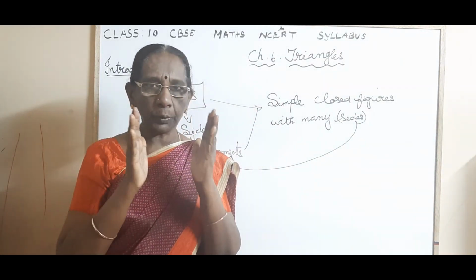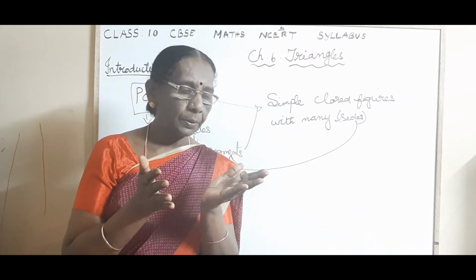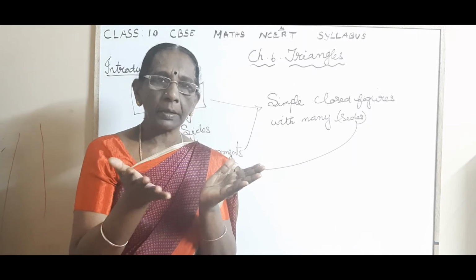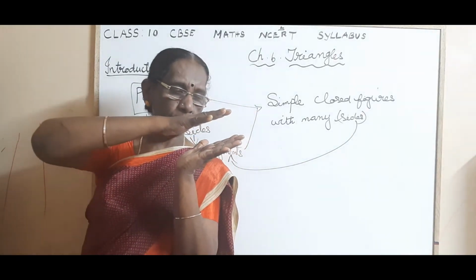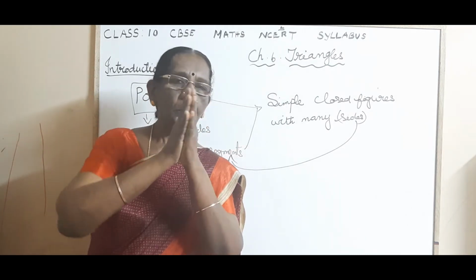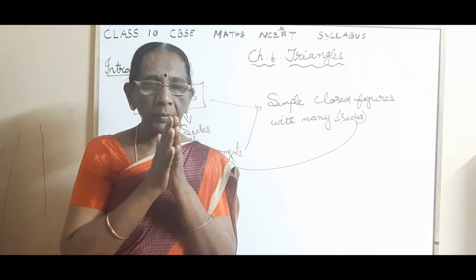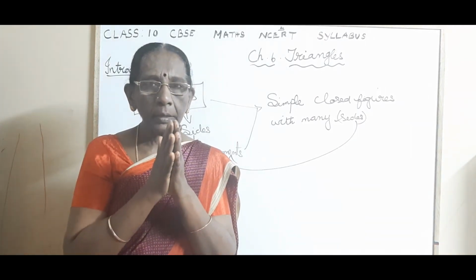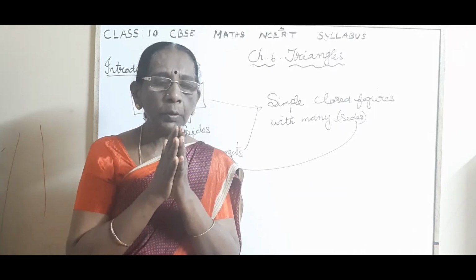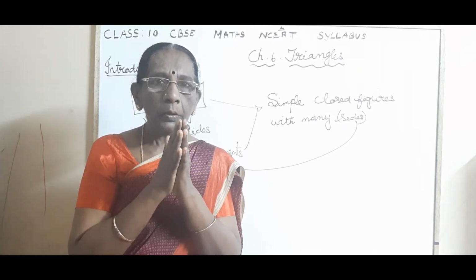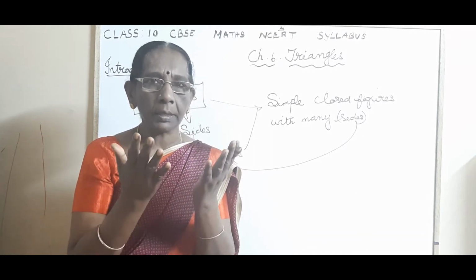Now, we have two hands. I am going to keep the right hand on the left hand. For this, mathematically, we will say superimpose. So, what do you observe from this? What have you observed, children? They are coinciding exactly. There is no gap. Isn't it, children? So, these two hands are said to be congruent.